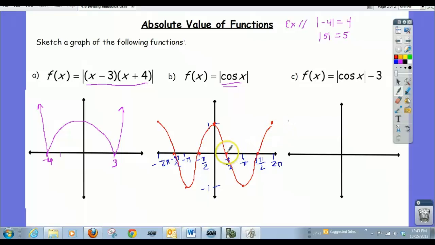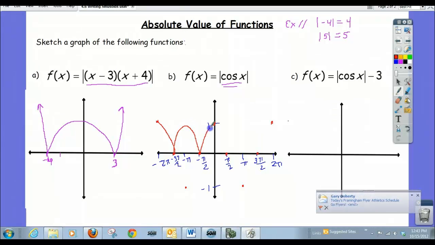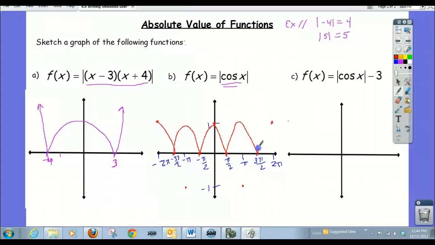But what we really want is all the negative values to become positive because we're taking the absolute value. So we're really going to graph this, but we're not going to go down. It's going to come up, and this is going to come up. It's not the most beautiful sketch, but you get the idea.